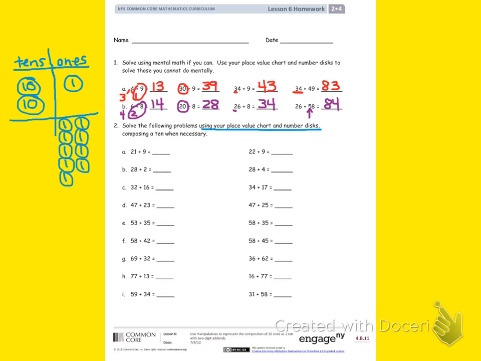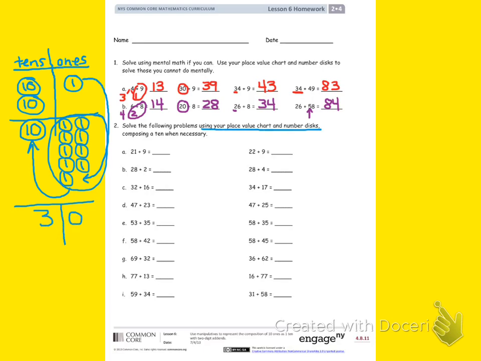I can see that if I were to take this 1 and put it here, I would now have a group of 10, which would then move over to the tens column, and my answer would be 3 tens and 0 ones, or 30.